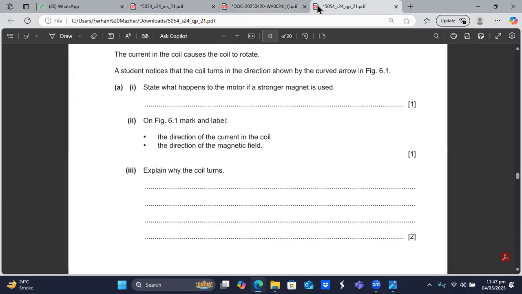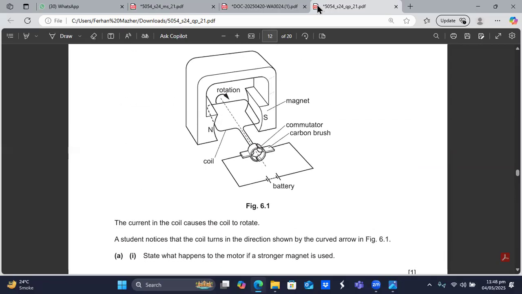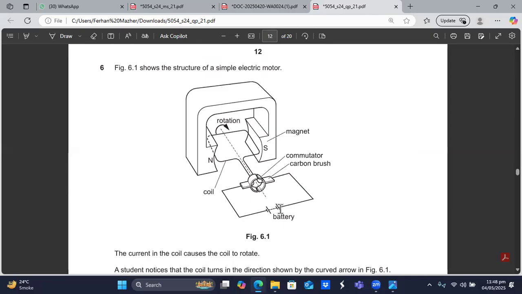Then they say on figure 6.1, mark and label the direction of the current in the coil and the direction of the magnetic field. It's a 1 mark question. So let's do the direction of the current. The current is coming from the positive terminal of the battery. So the current is coming from here and through this. The current is going in this direction, and from the negative end it will come back. From positive, the current will go into the coil. The direction of the magnetic field is from north to south.